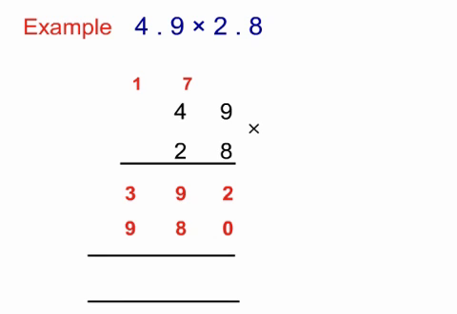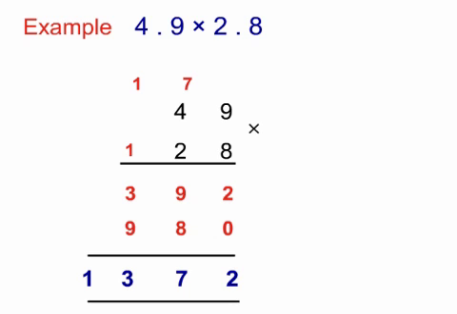All we need to do now is to add up the two rows. 2 and 0 is 2, 9 and 8 is 17, carry 1, 9 and 3 is 12, plus 1 is 13. Finally, we decide where to place the decimal point.